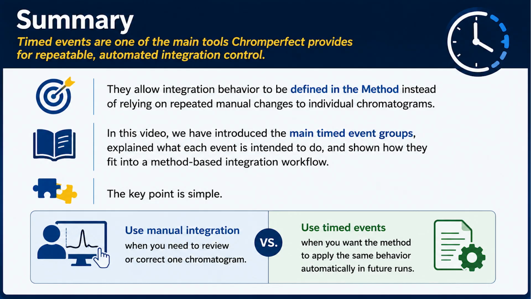Summary. Timed events are one of the main tools Chromperfect provides for repeatable, automated integration control. They allow integration behavior to be defined in the method instead of relying on repeated manual changes to individual chromatograms. In this video, we have introduced the main timed event groups, explained what each event is intended to do, and shown how they fit into a method-based integration workflow. The key point is simple. Use manual integration when you need to review or correct one chromatogram. Use timed events when you want the method to apply the same behavior automatically in future runs.